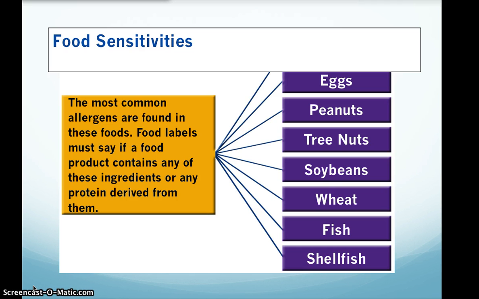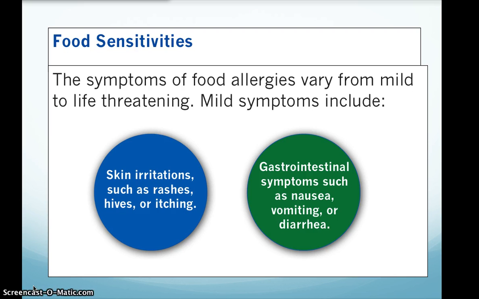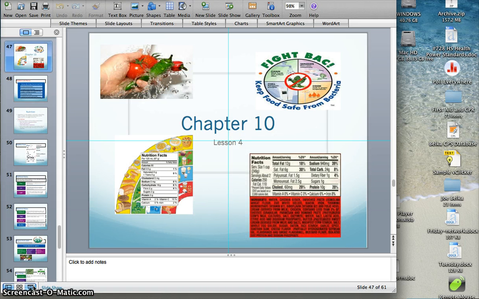What you also see is a lot of schools today, especially elementaries and middle schools, where students will bring treats to school to celebrate their birthday or whatever. A lot of schools are shying away from that for fear that there might be students in the classroom who have an allergy or a sensitivity, and they want to do all that they can to prevent the possible outbreak of an anaphylactic shock case. The symptoms of food allergies are going to vary. They could vary from skin irritation such as rashes, hives, or itching, or it could also be gastrointestinal symptoms such as nausea, vomiting, or diarrhea. And that's it with Chapter 10.